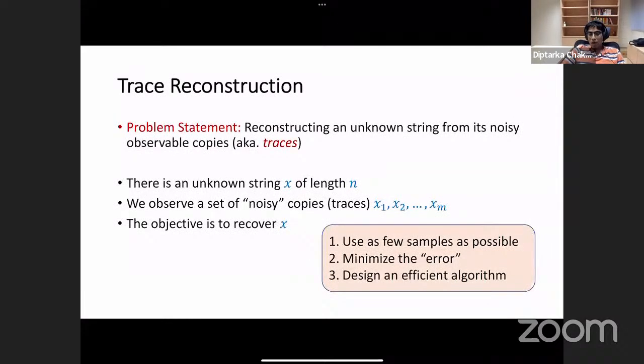So now what are our goals? First of all, we want to use as few samples as possible. Second, we want to minimize the error while recovering this unknown string. And third, of course, we want an efficient algorithm. This problem has been studied a lot. There is a huge line of work which considers this trace reconstruction problem under different noise models.